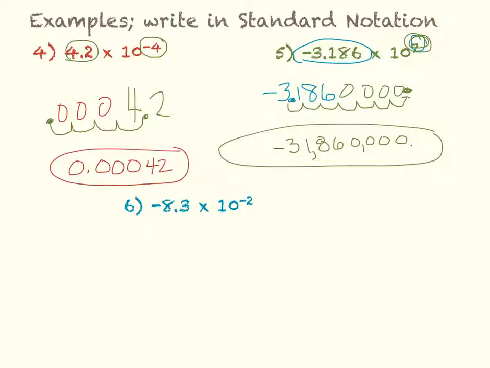In this last example, I'm going to start with my number that's not with the 10. And then I'd have negative 8.3. So I have to move my decimal 2 spots to the left. 1, 2. And then fill in with zeros. So my final answer would be negative 0.083.